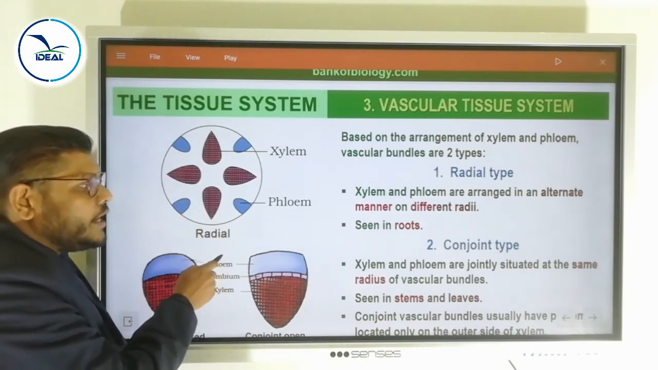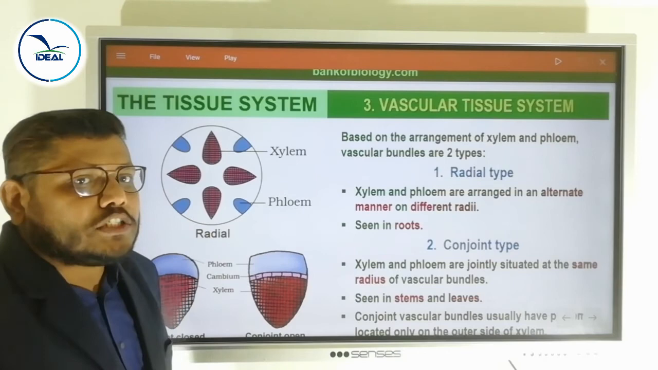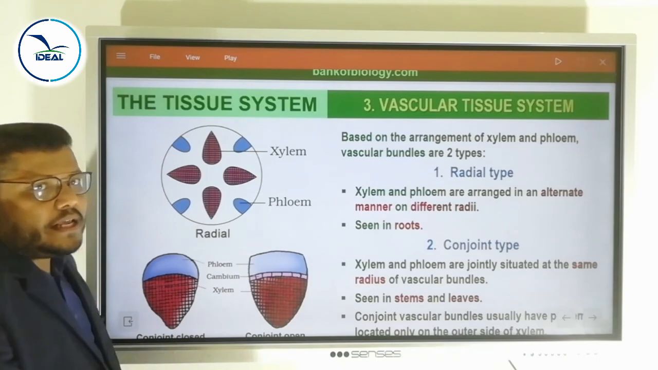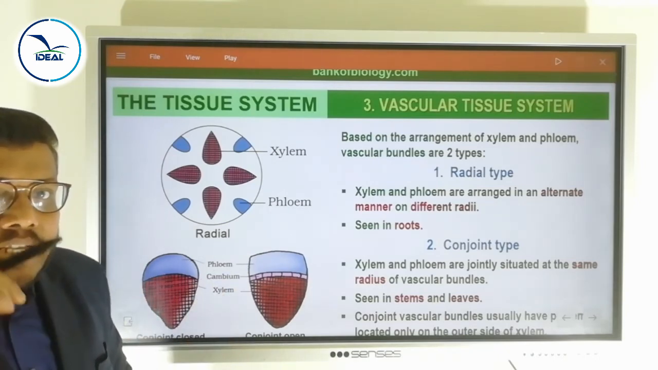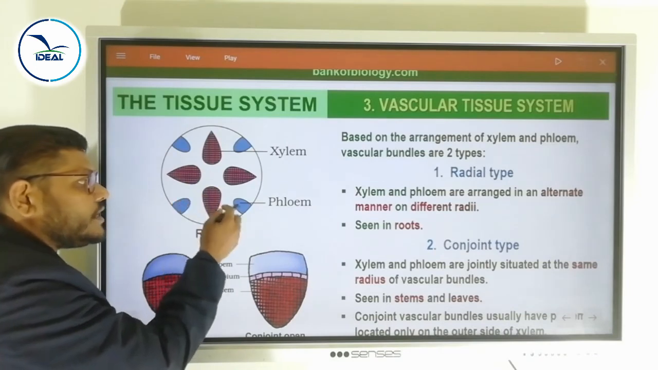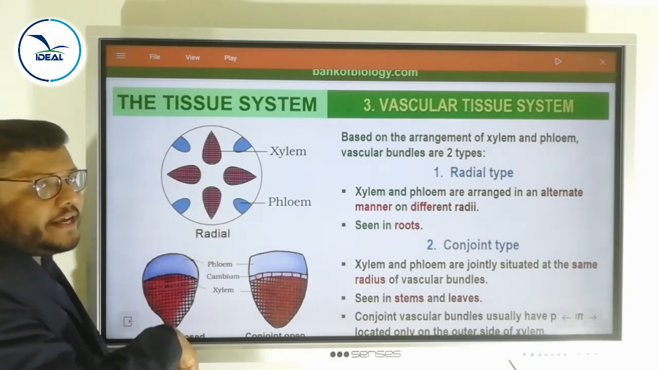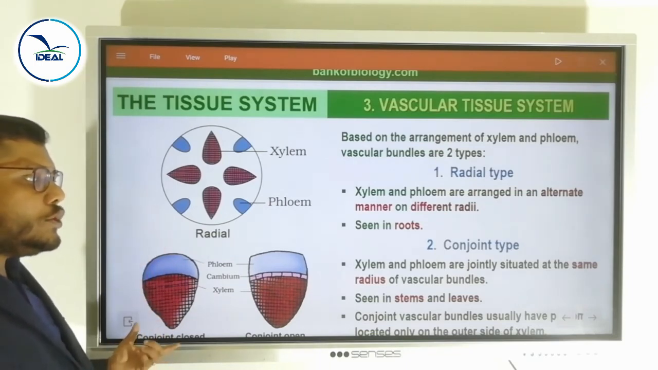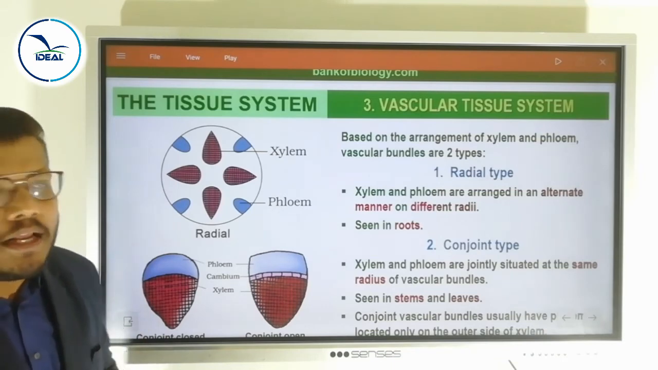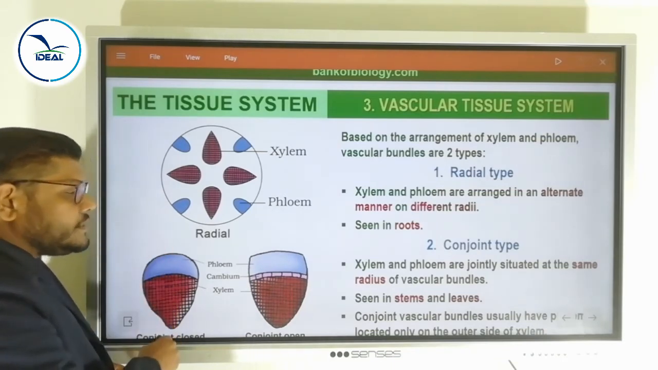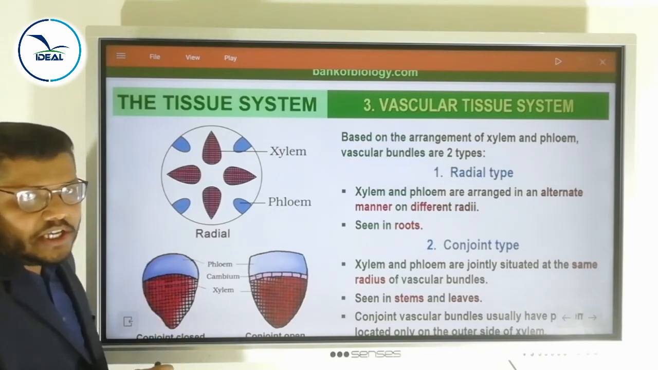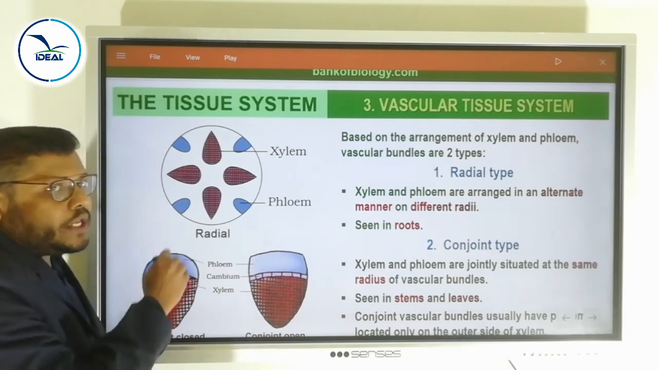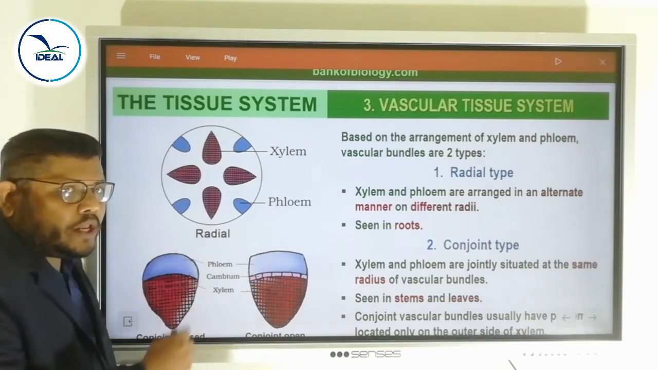The next one is called a conjoint type. What is conjoint type? Here the xylem and phloem are arranged in the same bundle. In the radial type, xylem and phloem are arranged in different bundles, on different radii. But in the case of conjoint type, xylem and phloem are jointly situated at the same radius of the vascular bundle. Xylem and phloem are arranged on the same radius. What is the name of such an arrangement of vascular bundle? Conjoint type vascular bundle.